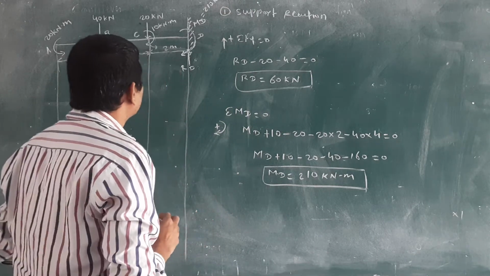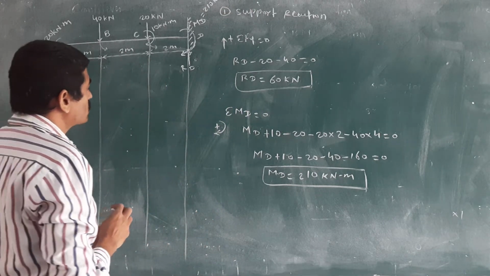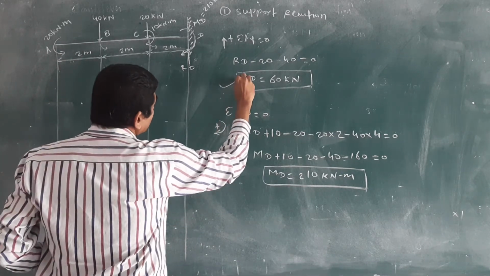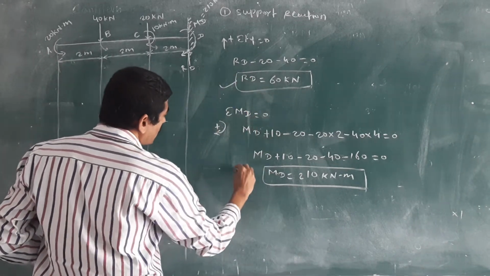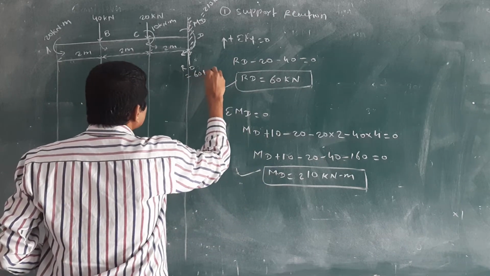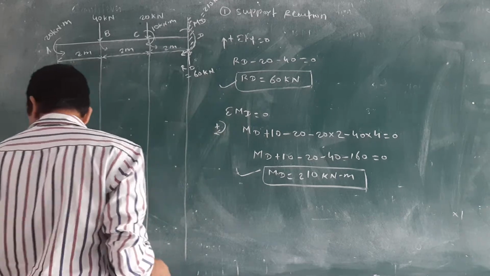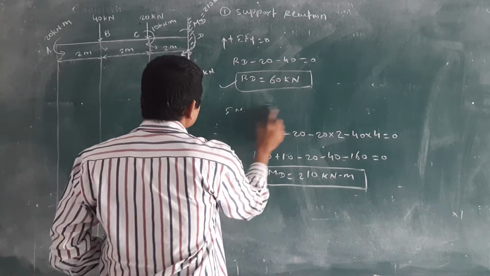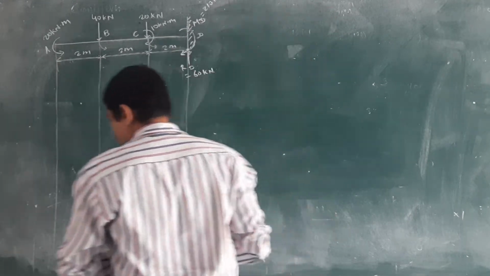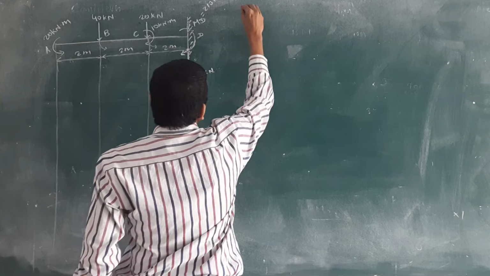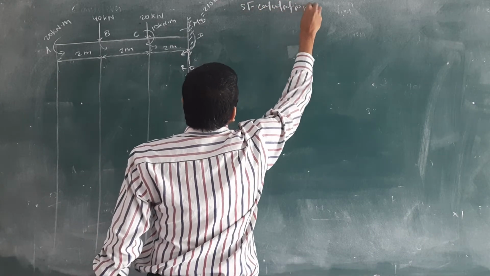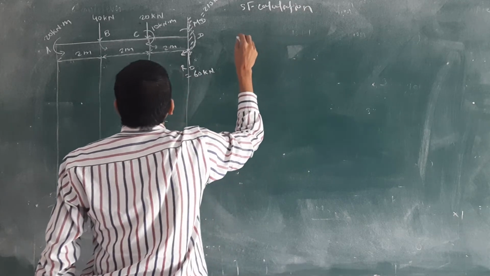Then we want to find the shear force calculations. Once you calculate the support reactions, you will get RD equal to 60 kilonewton and MD equal to 210. Then do the calculation of SF. How to do the SF calculations? You know that we consider only the loads, the vertical loads.